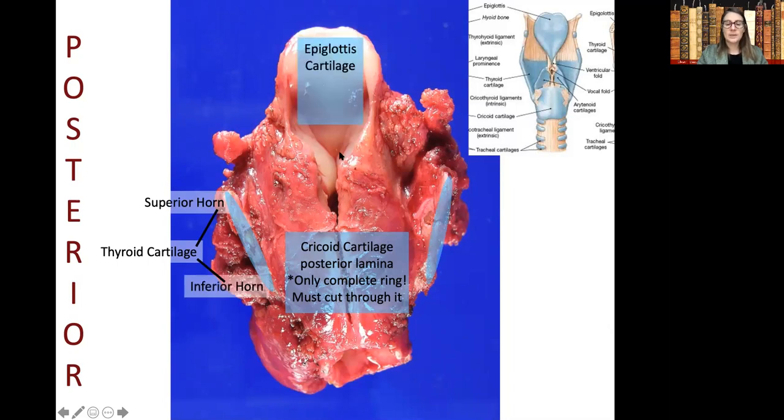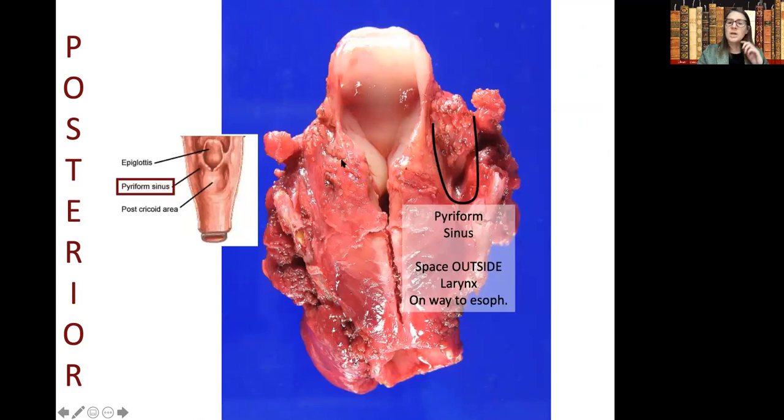We, of course, see the epiglottic cartilage. We can picture the small arytenoids that are hiding below the folds and sitting atop the cricoid. This rim of mucosa between the epiglottis and the arytenoids is the aryepiglottic fold. Remember that the piriform sinus is a space outside the larynx, essentially on either side of the larynx, on the way to the pharynx and the esophagus.